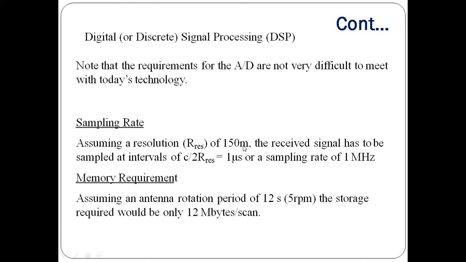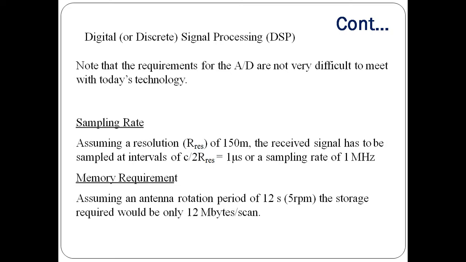What is the resolution of the radar? During the range measurement, if you are able to identify two targets as different targets, if they are separated by some particular distance, that is equal to c tau by 2. C is the velocity of light or speed of light, and tau is the pulse width.